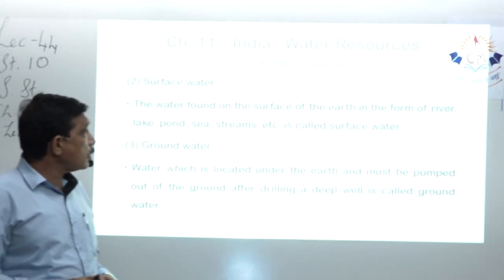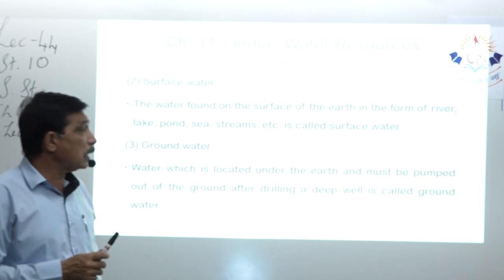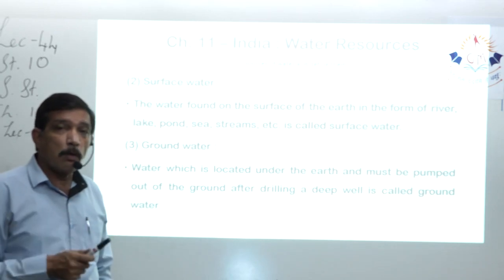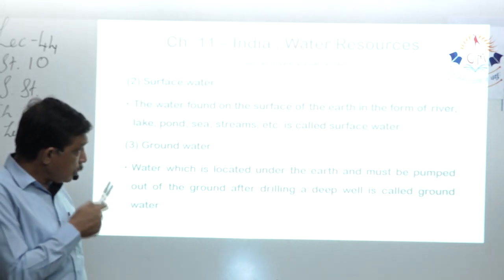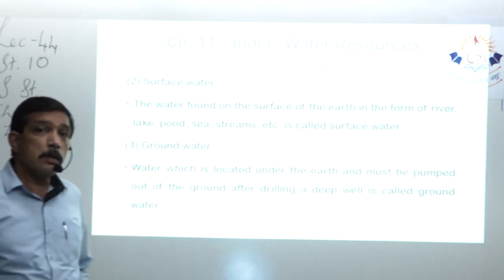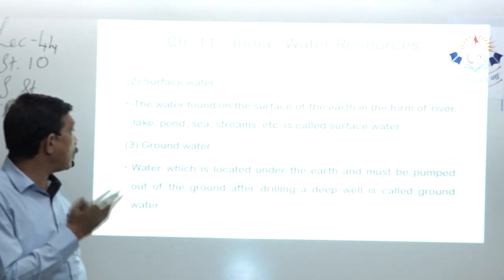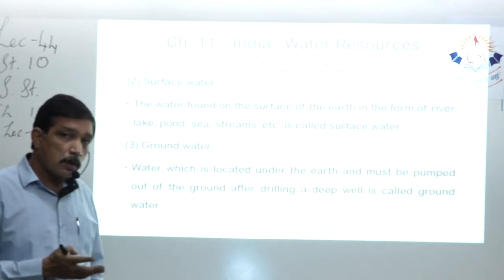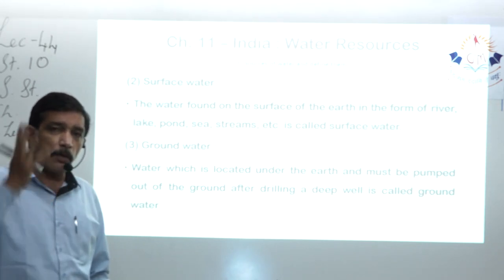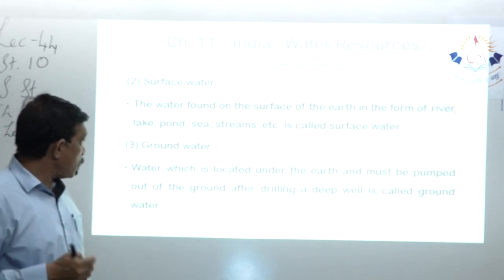Surface water, this is the definition: the water found on the surface of the earth in the form of river, lake, pond, sea, stream, all of them are called surface water. Here, in surface water, we have sea also. It is salt water or saline water. Whether we are talking about fresh water, which will be river, lake, pond, streams, they are all fresh water. Sea is saline water. So whether it is fresh water or saline water, whatever we can see on the surface of the earth, that's called surface water.